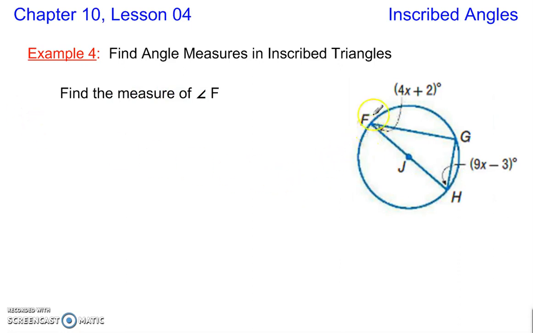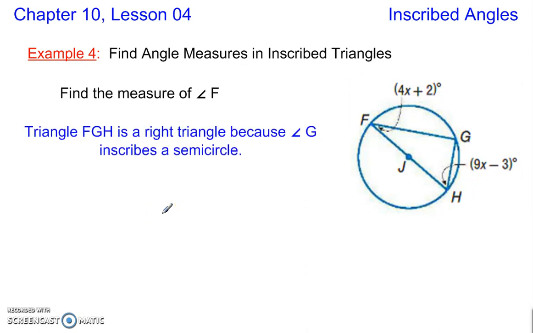Let's use this. We want to find the measure of F. Here we have the diameter, so this is the intercepted arc. What do we know about this angle at G? We know that that's a right angle. And a triangle has how many degrees? Think about it. So what do you know about these other two?